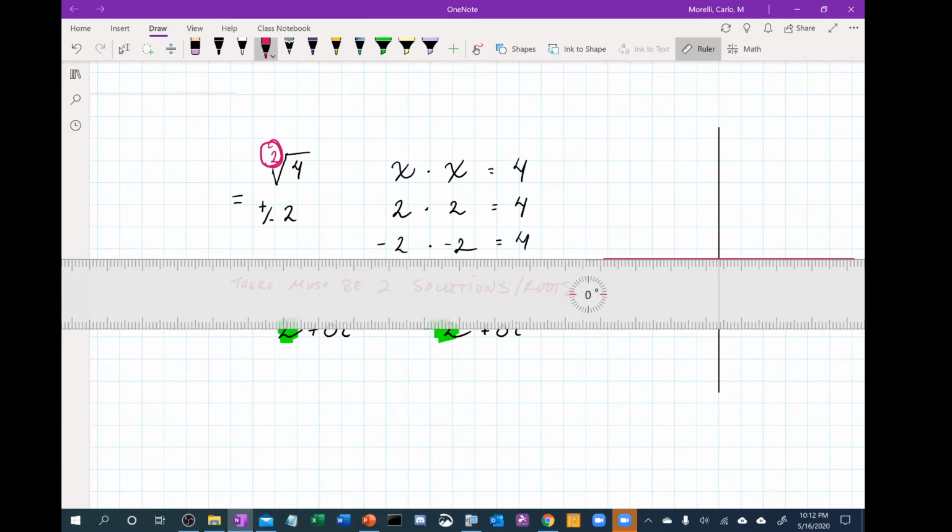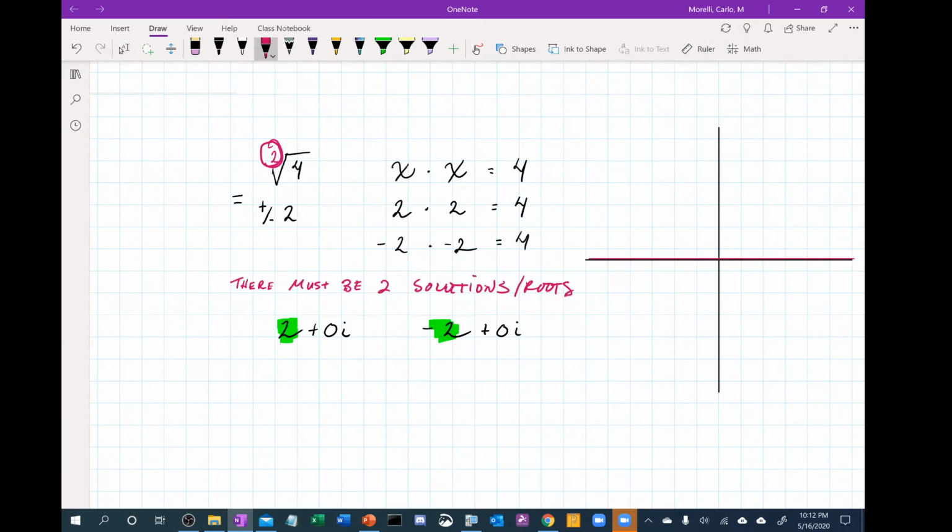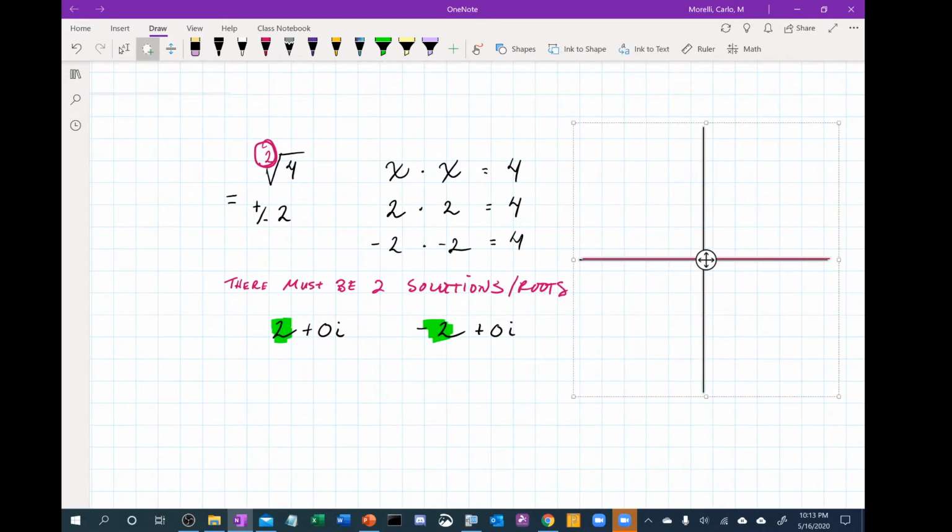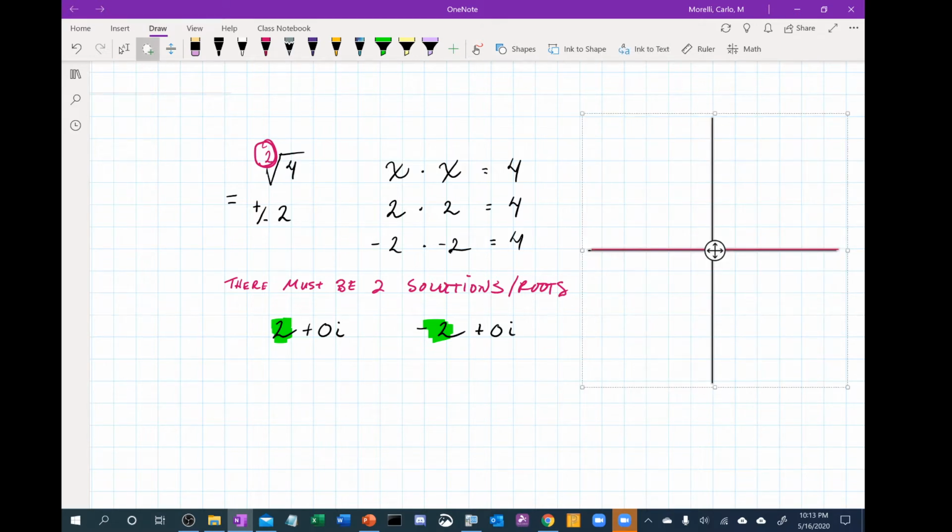Okay. Here's your real axis. And so let's say 2 is plotted. Probably should have done this a little bit of a different way, since I've got the graph paper, where I center it like that. So we could call this 1, 2, negative 1, negative 2. So here's your negative 2 solution or root, and here's your positive 2 root.